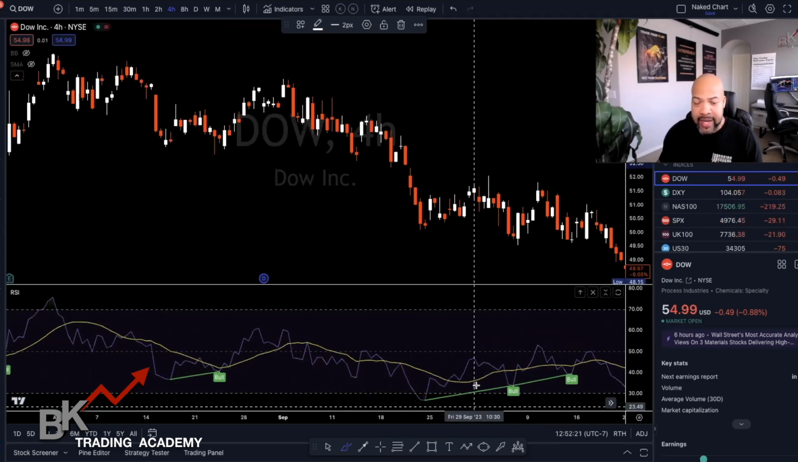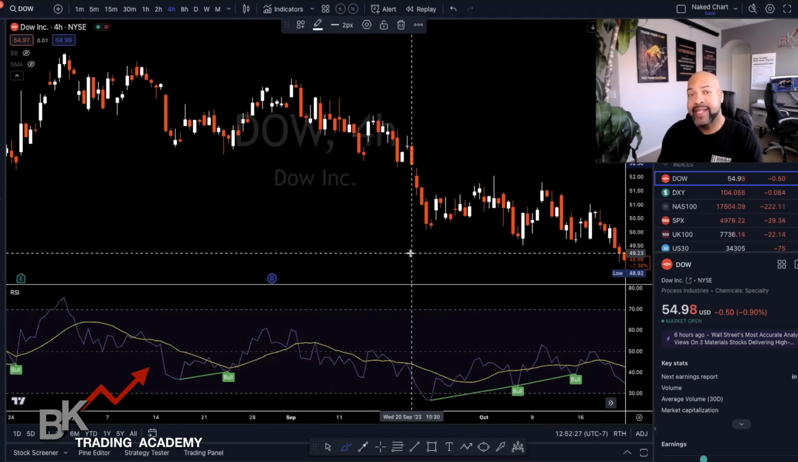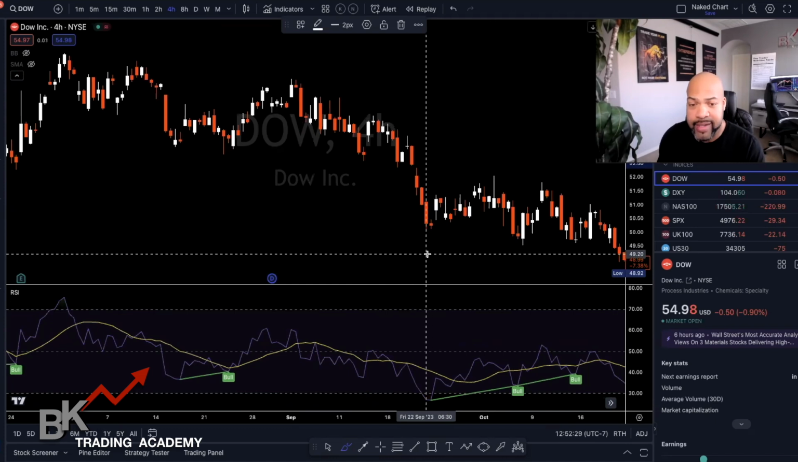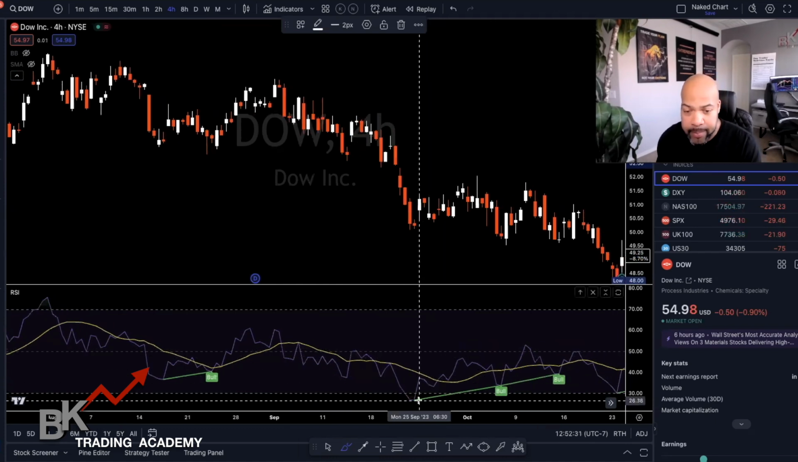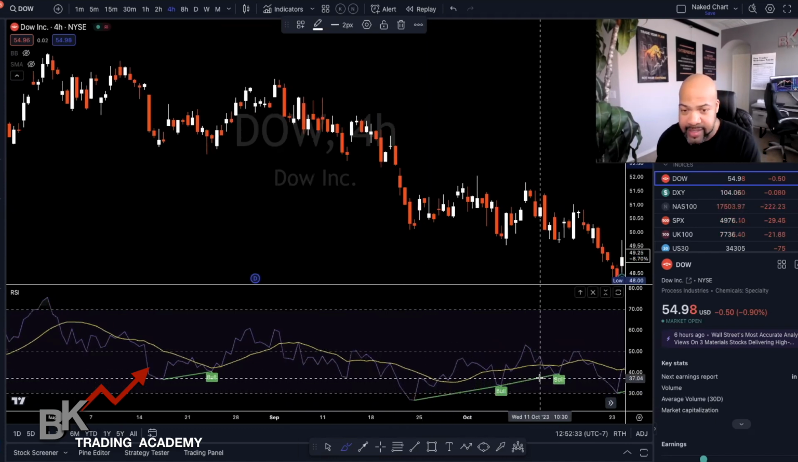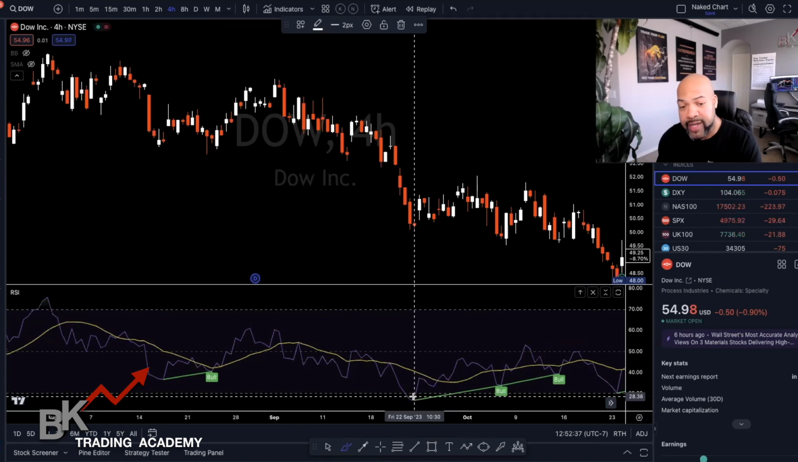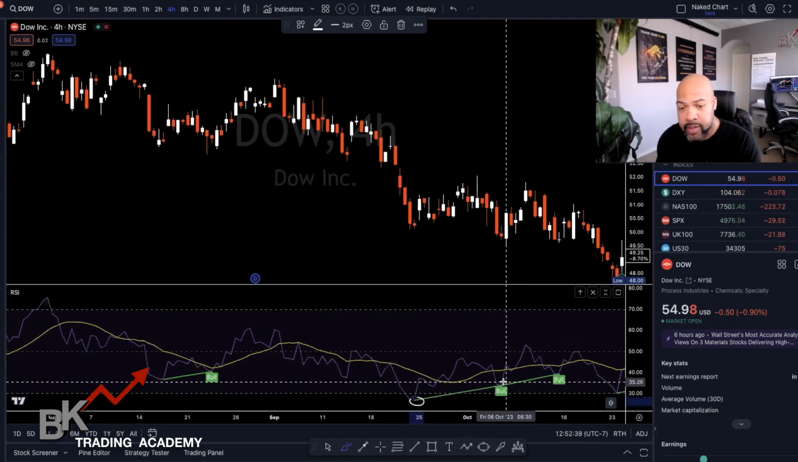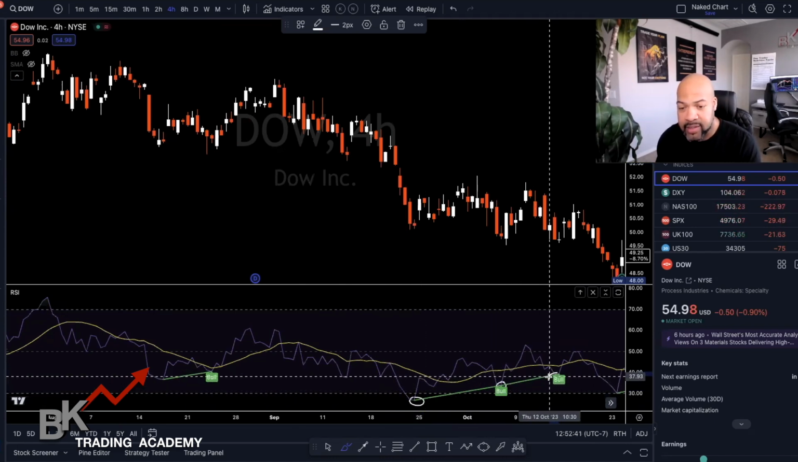You will see a number of these here. Just make sure you click show divergence in the RSI setting. So we have a bull here. It's green, easy to spot. Now, when you see the bulls, you're connecting the low to the next low here.